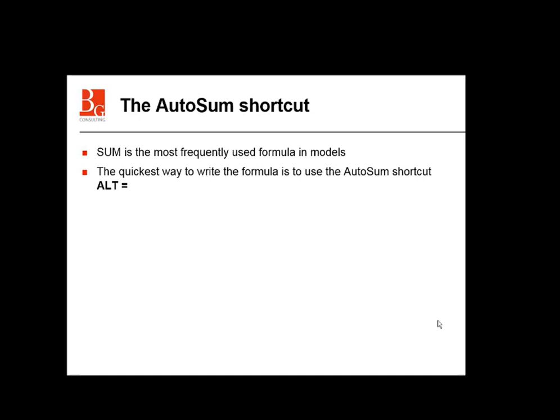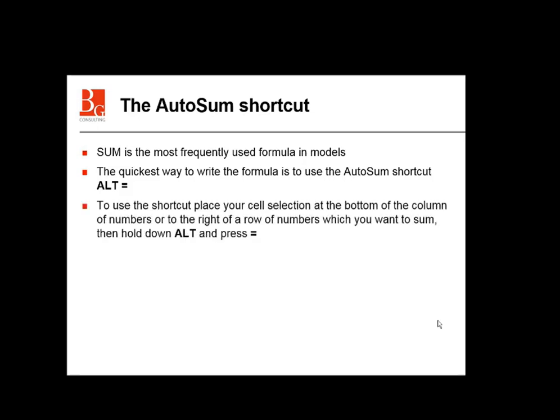Lastly, the Auto Sum shortcut is an extremely useful shortcut for modelers because sum is the most frequently used formula. The quickest way to write the formula is to type Alt equals. To use that shortcut, place your cell selection at the bottom of the column of numbers or to the right of a row of numbers which you want to sum, hold down Alt and press equals.